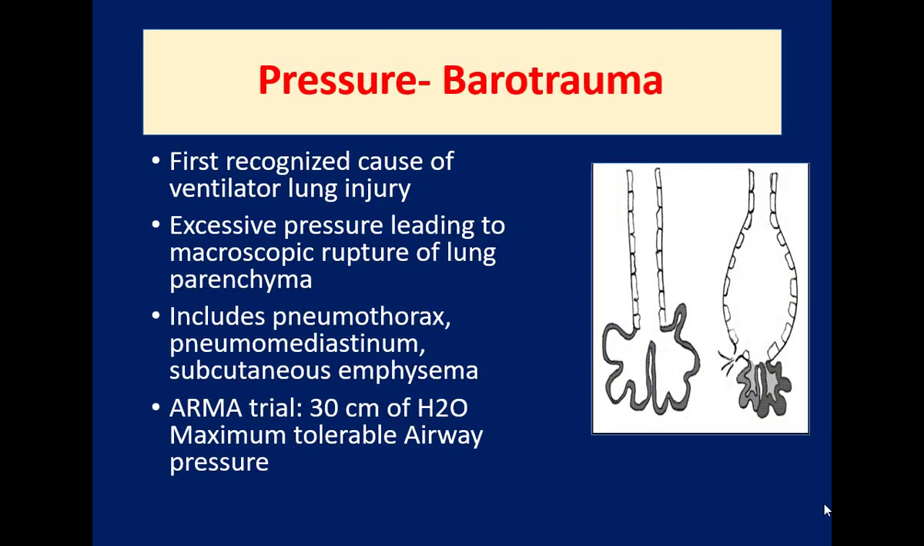The barotrauma was the first recognized cause of ventilator lung injury. Excessive pressure leads to microscopic rupture of the lung parenchyma. As you can see here, this is a normal thing, and when you apply excessive pressure, this is a collapsed lung where the surfactant has gone and the compliance has gone down. So instead this is opening up, the normal area is opening up and there is a leak. So that includes the pneumothorax, pneumomediastinum, subcutaneous emphysema. In the ARMA trial, what they have said is that 30 centimeters of water is the maximum tolerable airway pressure. If you go beyond that, chances of barotrauma are high.